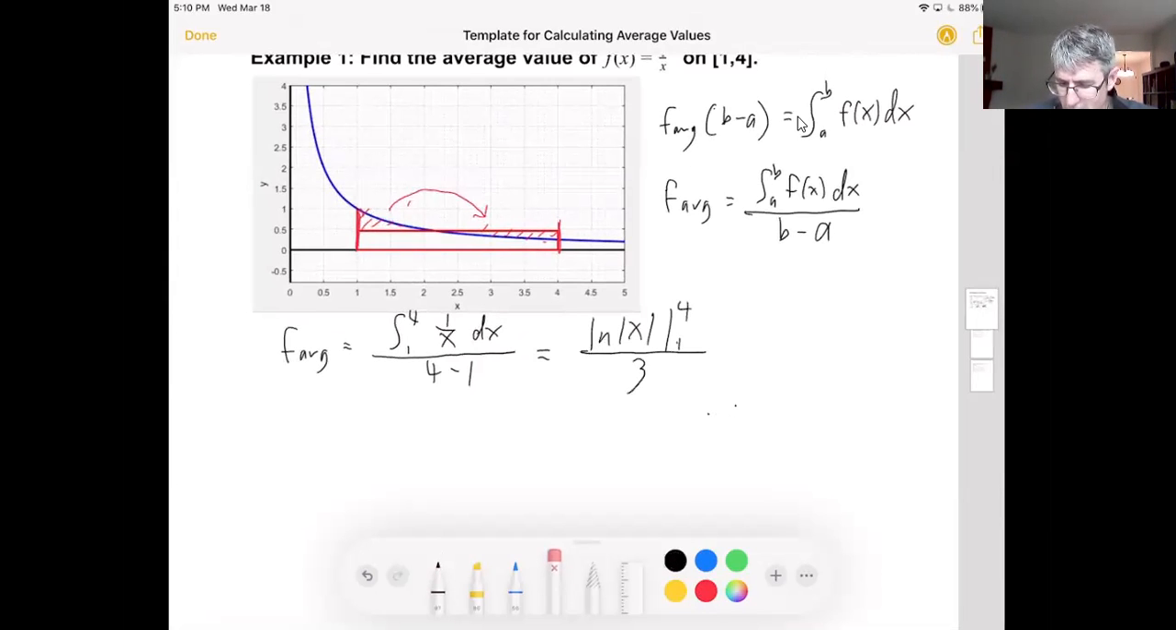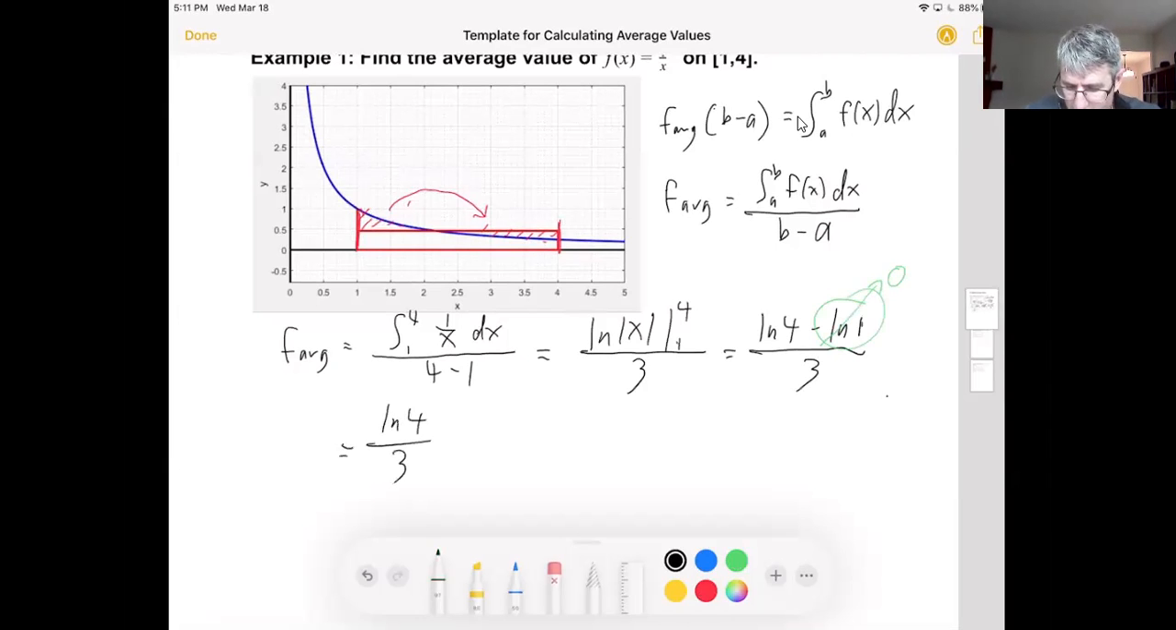And we don't need the absolute value sign since all of the numbers are positive. And we know that ln of 1 is in fact 0. So we can rewrite this as the natural log of 4 over 3.